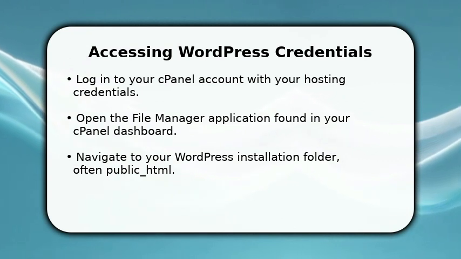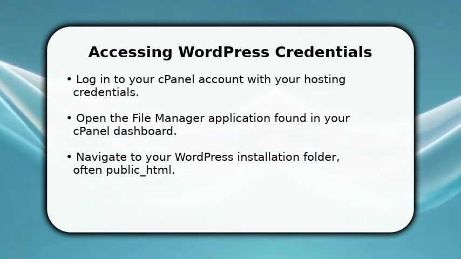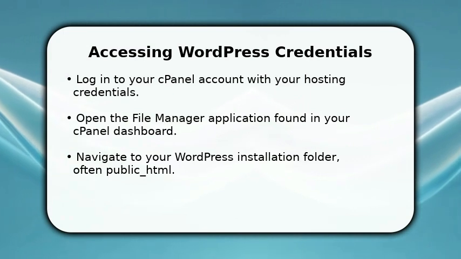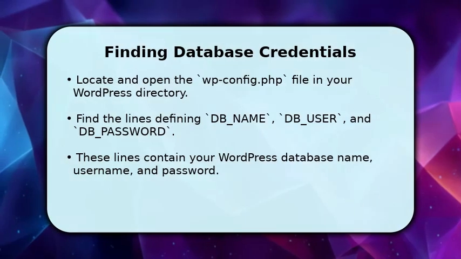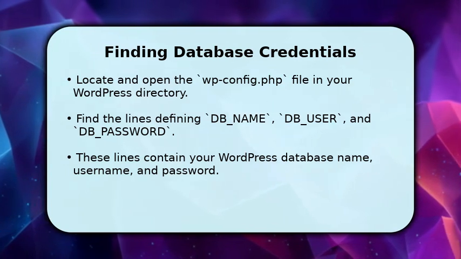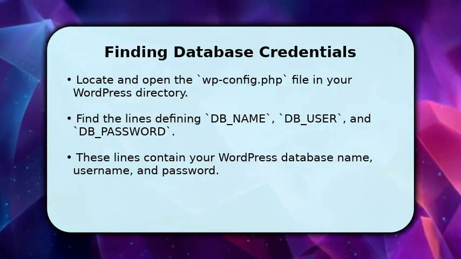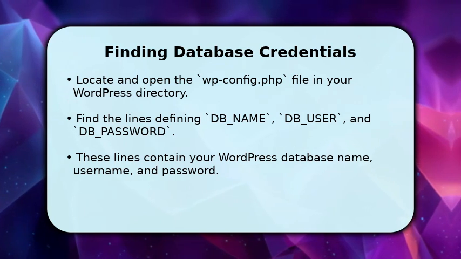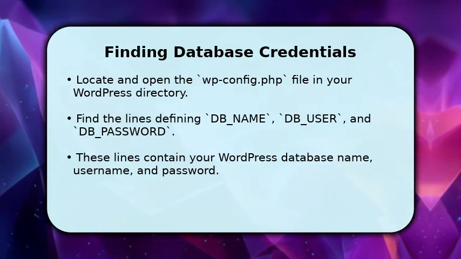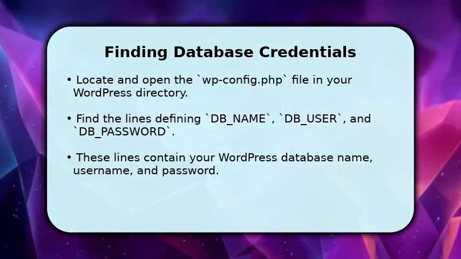Next, navigate to the directory where your WordPress site is installed, which is commonly public_html. Now that you are in your WordPress installation folder, find the file named wp-config.php. This file contains vital configuration settings for your WordPress site.